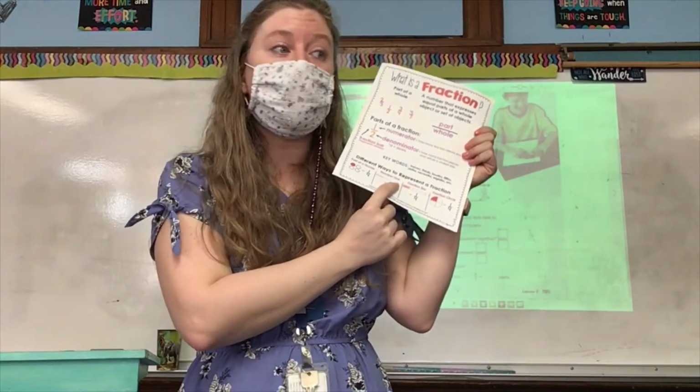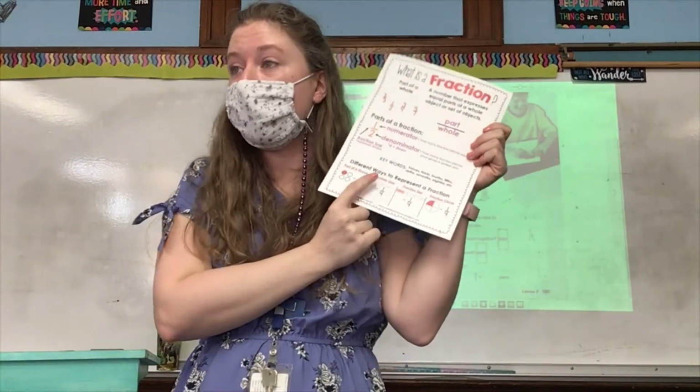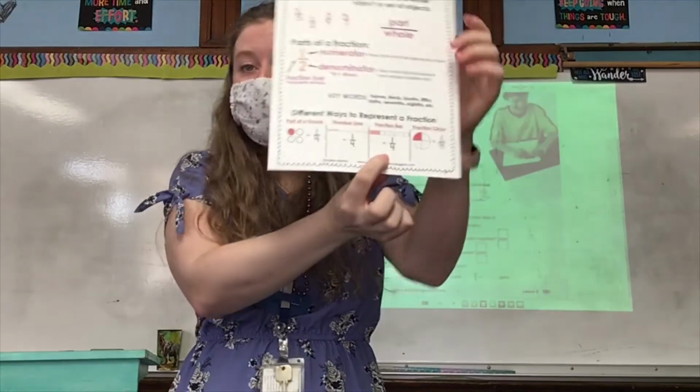When you're using a number line to show fractions, you don't count the tally marks and find the first tally mark. You look at the spaces between. Then we have a fraction bar.